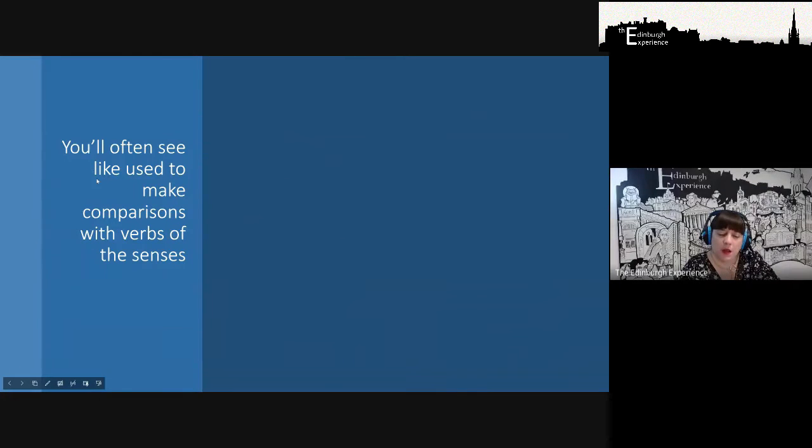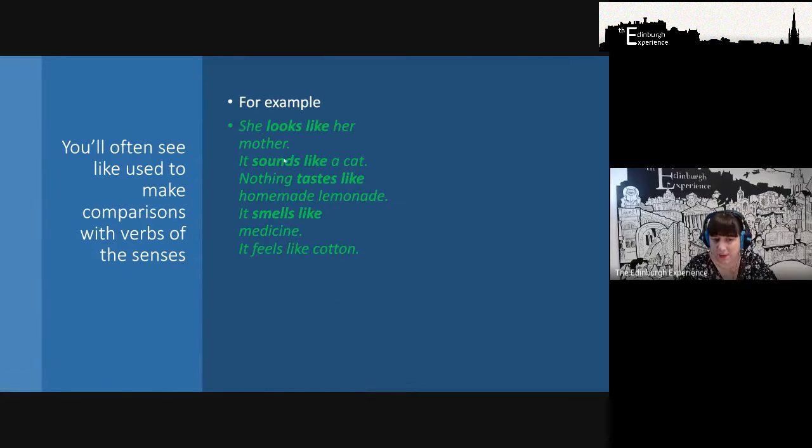So when we're talking about comparisons, you'll very often see like used with what we call verbs of the senses. So verbs of the senses are seem, appear, taste, feel, right? So all of these ones, okay? For example, all of these examples, right? She looks like her mother, it sounds like a cat, nothing tastes like, it smells like, okay, it feels like. It's very, very commonly used like this.